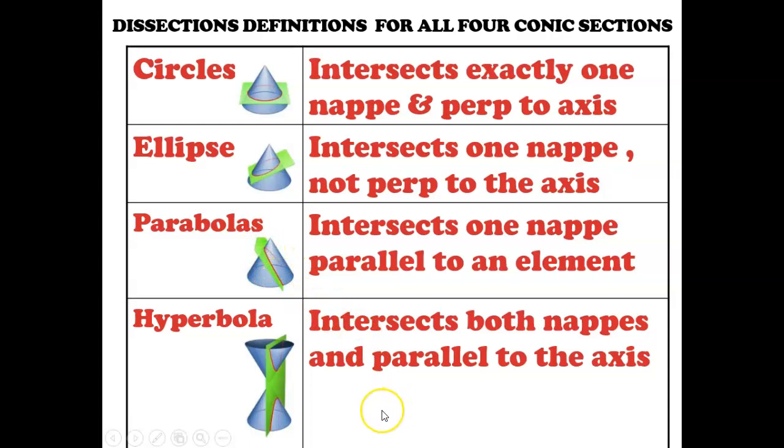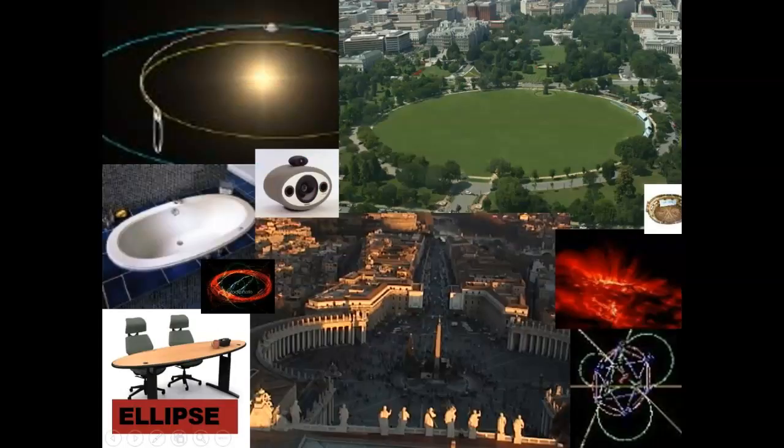And then finally the hyperbola, which is the unique one because it actually goes through both nappes of the cone. So the plane starts up here through this nappe, all the way out through this nappe. So we say that it intersects both nappes and is parallel to the axis. So those are the 4 definitions by dissection.